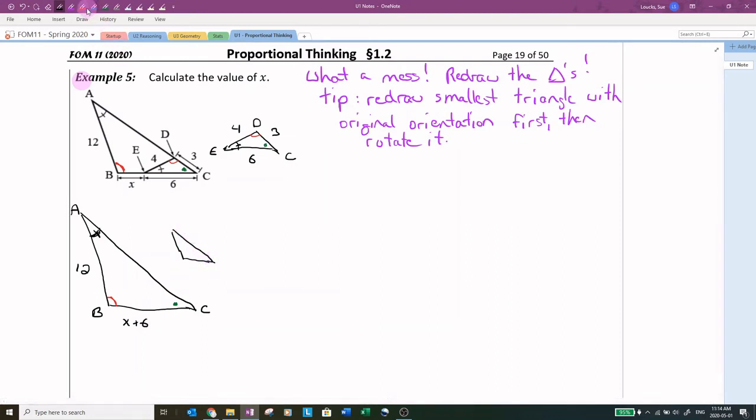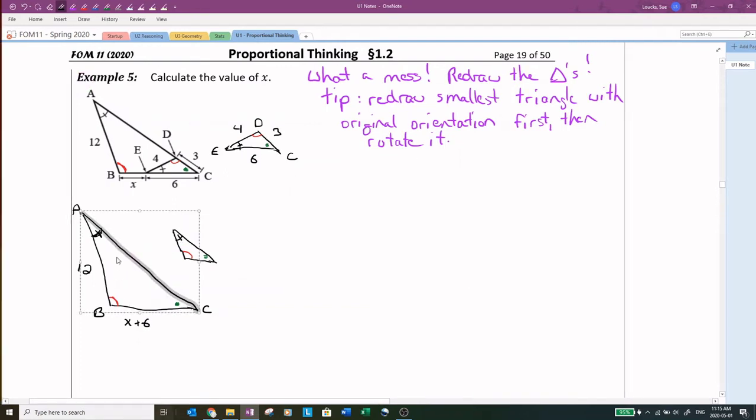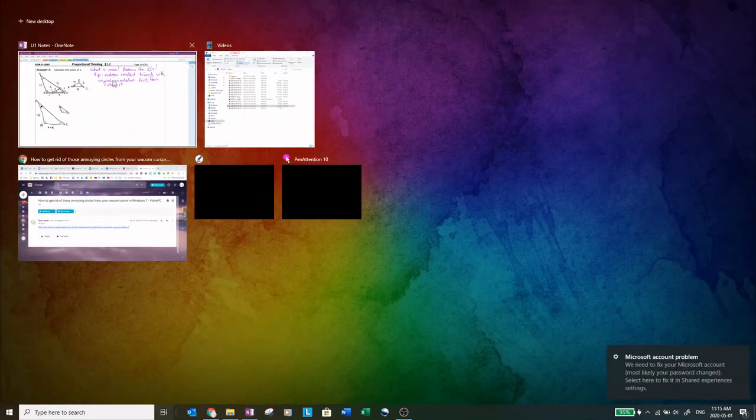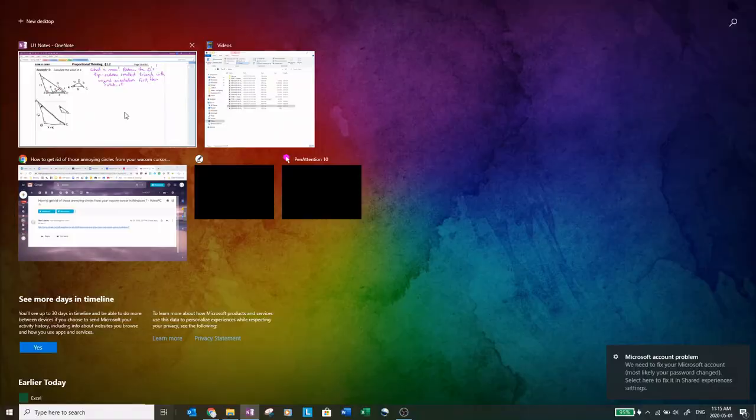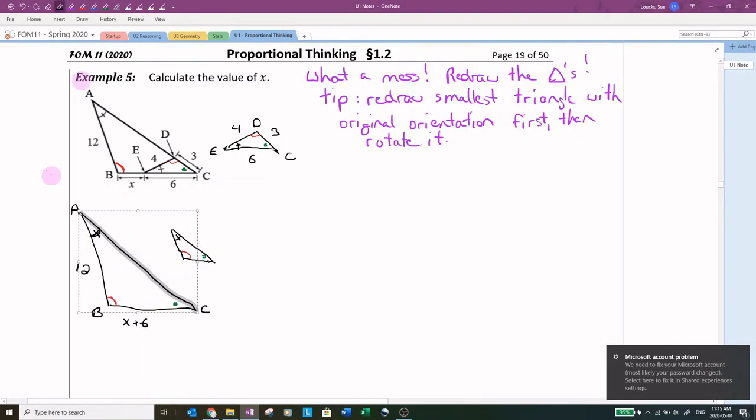And then I'm going to mark my angles on it in my colors. Okay, and I know that this is where these angles need to go because it's corresponding to ABC. Oops, it's corresponding to ABC. Okay, and now I'm going to label my points.